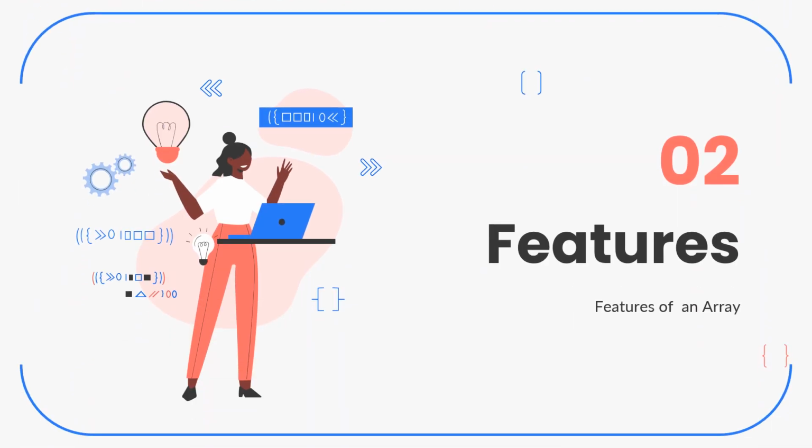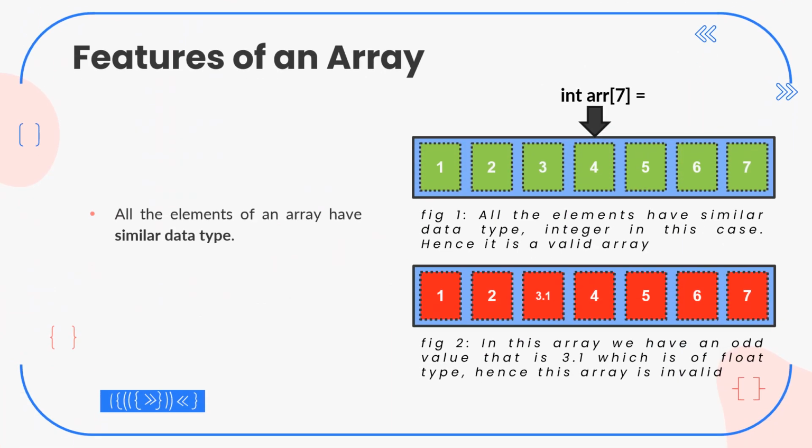Now, it's time to explore the features associated with an array. As evident from the definition of an array, all elements within an array must have similar data types. In the provided figure, we have declared an array of integer type, indicating that it can exclusively accommodate integer values.